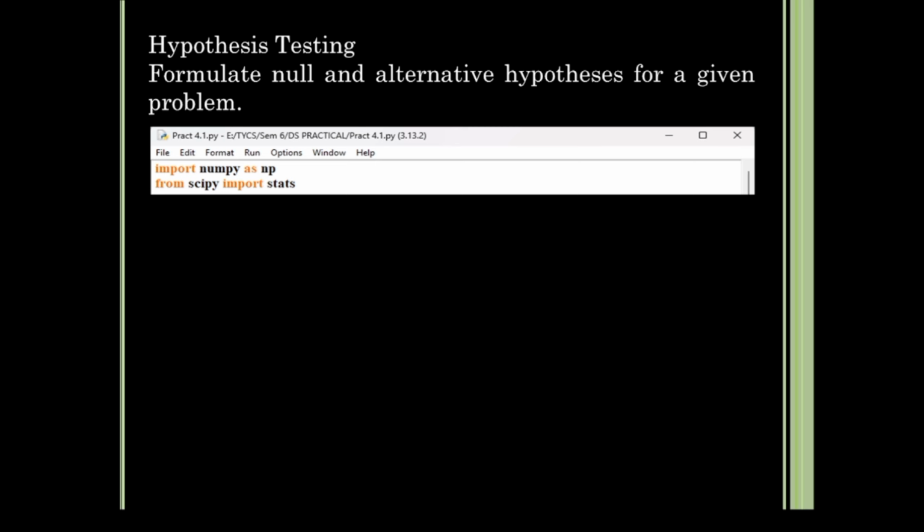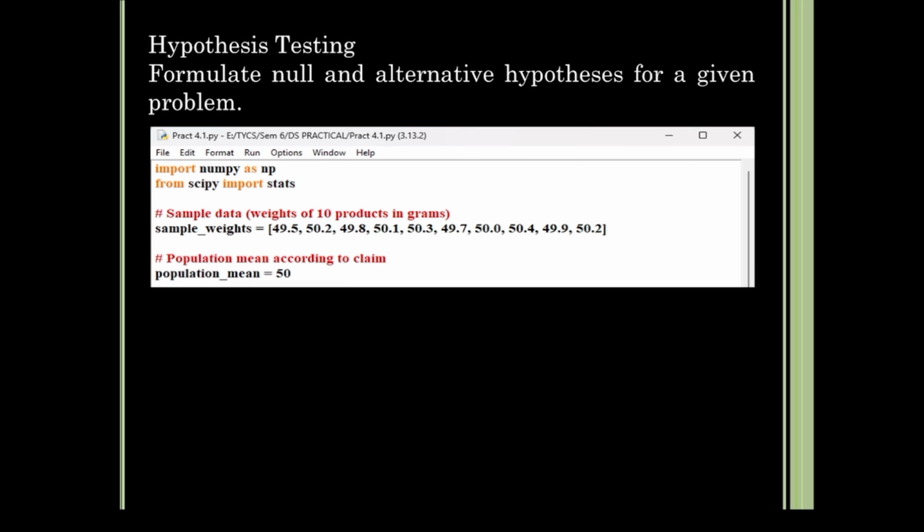In this program NumPy is imported but not directly used. You will have to install NumPy and SciPy, where I have uploaded the videos, you can check it out. Next, we have sample weights, and I'm given 10 products, which is in grams. Now, what does it do? It is a list which contains the 10 products. It has sample observations. We are checking whether their average weight is 50 grams or not.